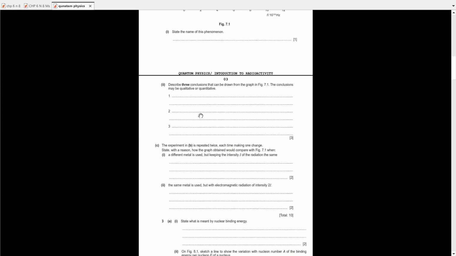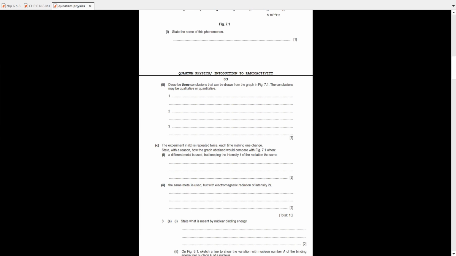Describe three conclusions that can be drawn from the graph in figure 7.1; the conclusions may be qualitative or quantitative. First and foremost, there is a threshold frequency below which no electrons are emitted from the metal surface. That could be our first point. The second point we could discuss is the value of the threshold frequency, which we can get from the graph. I'll take you back to the graph in just a jiffy. The third conclusion we can derive is that the maximum energy of the electron depends on the frequency that is given. And the last point we could discuss: the gradient of the line is Planck's constant.